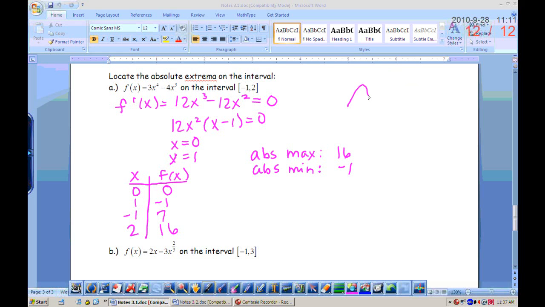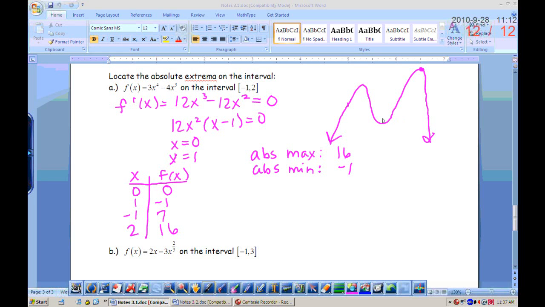Like if you have a function that looks like this, then you have two relative maximums and a relative minimum. Do we have an absolute maximum? Yes, we'd have an absolute maximum here. Do we have an absolute minimum? No. And that's okay because I'm not on a closed interval. My domain is -infinity to infinity, so I'm not guaranteed of an absolute min or max. I could have one, but I'm not guaranteed it.